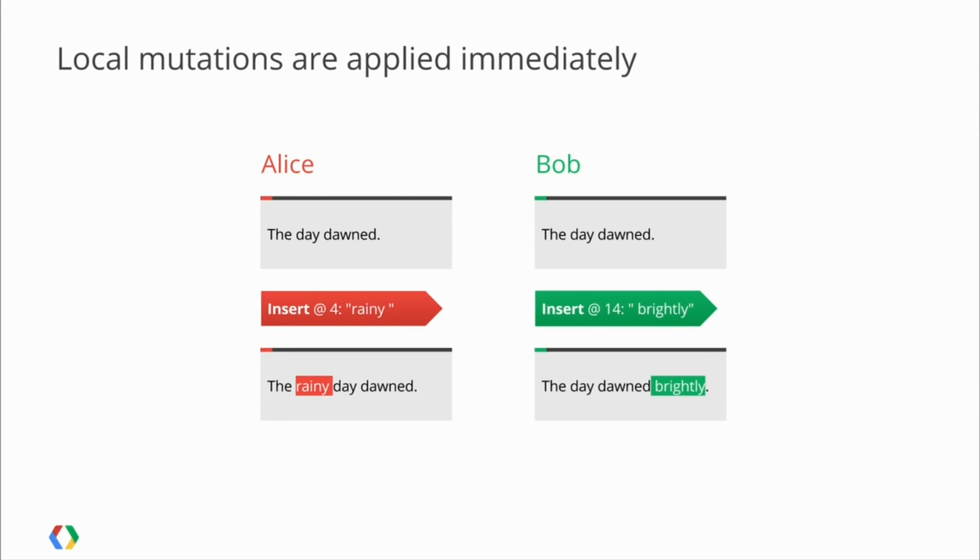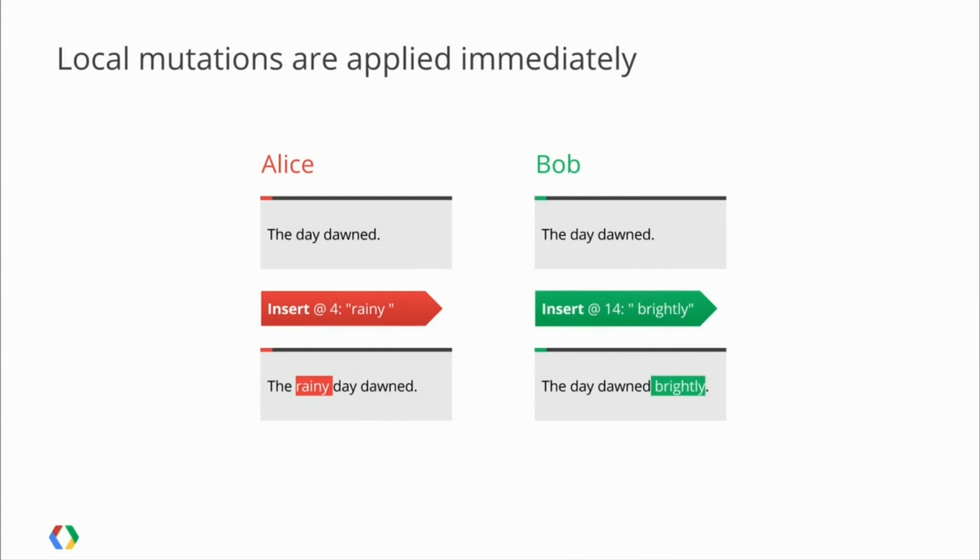As I said before, local mutations get applied immediately. So in this case, we have 2 different users, Alice and Bob, who are both collaborating on this single string. If Alice inserts the word rainy and Bob inserts the word brightly at the same time, we apply both of those changes immediately locally. So you can see that Alice gets the rainy day dawned immediately, and Bob gets the day dawned brightly immediately. And this is great, but it's not collaborative.